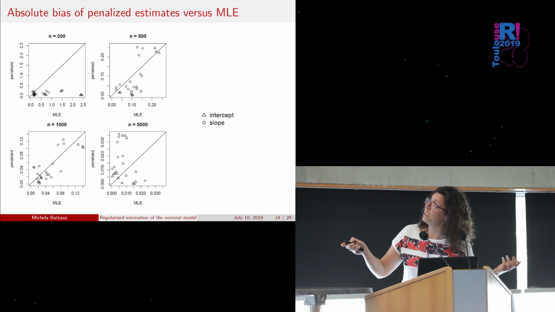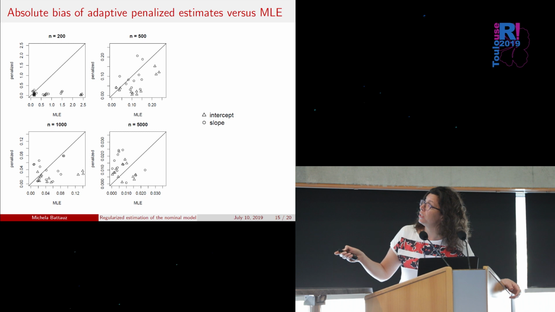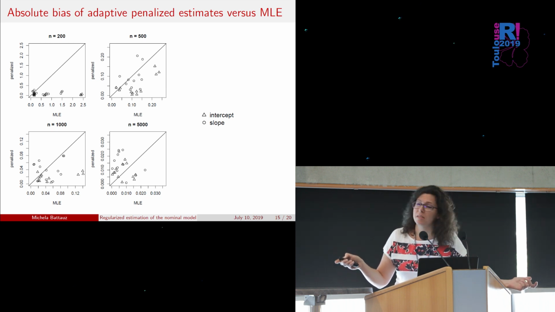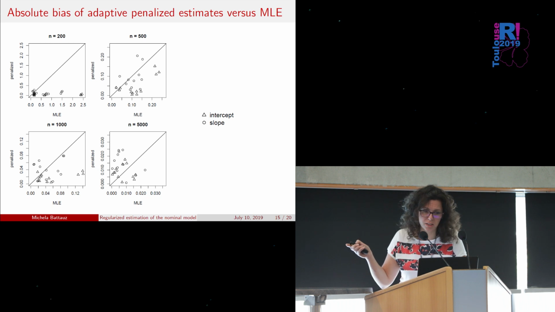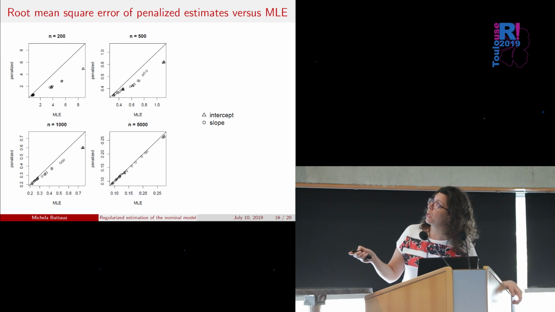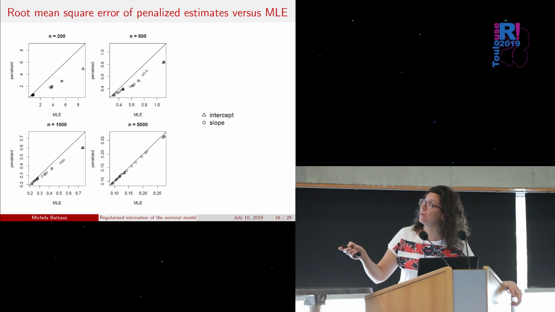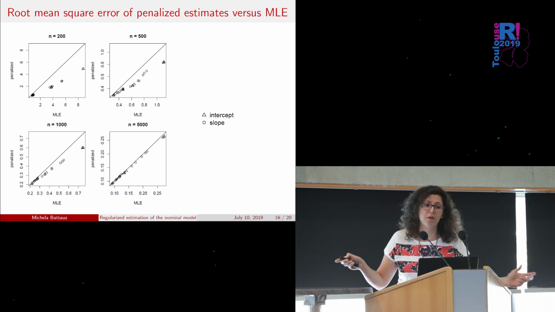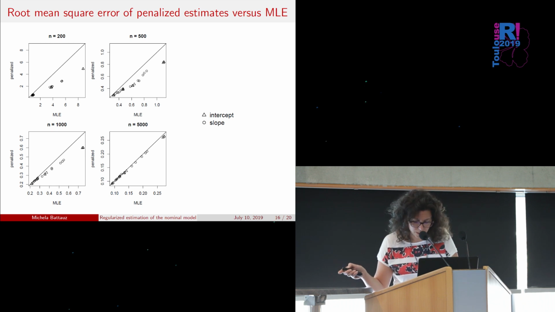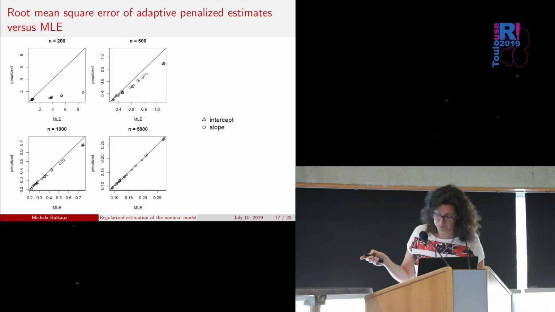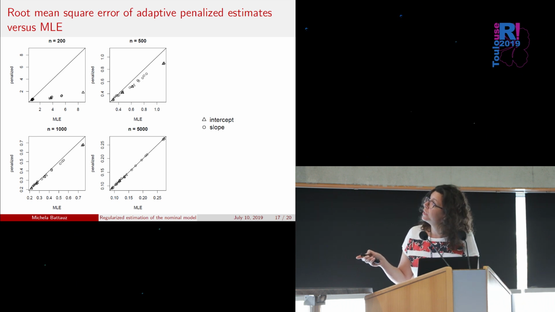Instead, using the adaptive penalty, the results are very similar, and in particular, for a large sample, the bias is almost the same as the maximum likelihood. None of the methods matter. Okay, in these other figures, we have the root mean square error, and we can see that we have a large gain in efficiency for a small sample. And for a large sample, there is no difference between the penalized estimates and the maximum likelihood. And the results for the adaptive penalty are very similar in terms of mean square error.